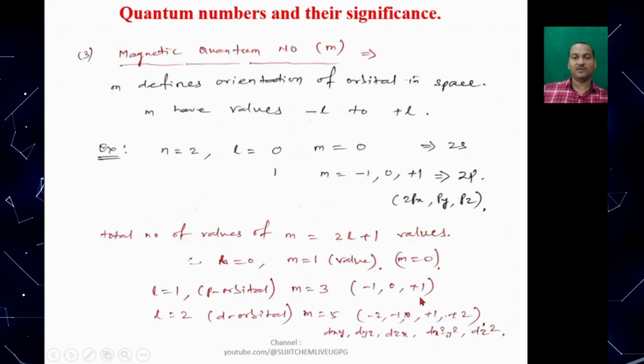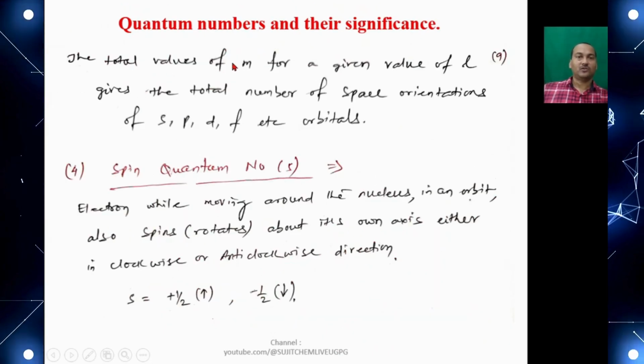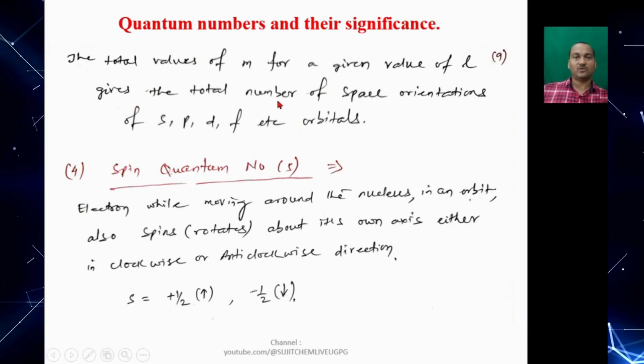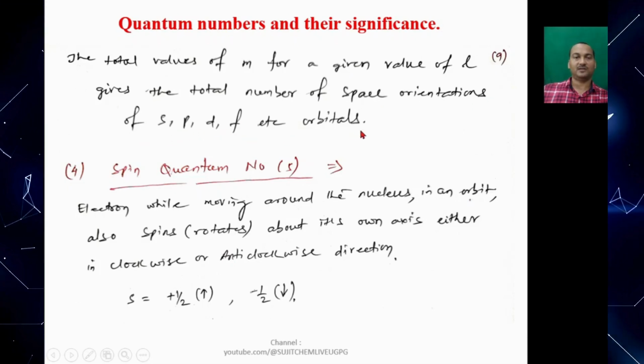And here you have px, py and pz. So the total values of M for a given value of L gives the total number of space orientations of S, P, D and F orbitals.